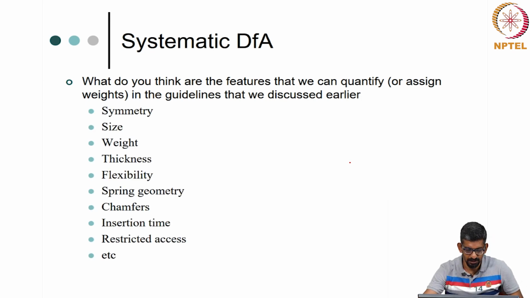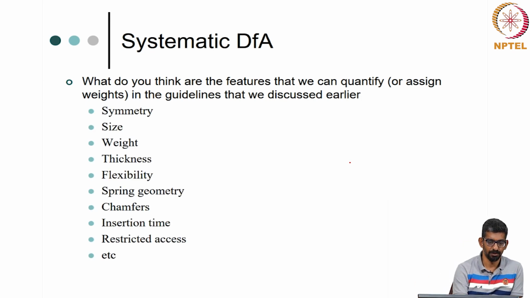So, basically symmetry can be quantified, or needs to be quantified. Size, the weight, and thickness (weight includes thickness also), what is the level of flexibility, what is the geometry, are there chamfers, insertion time, restricted access. This was something that was discussed yesterday. Sometimes it is very difficult. From a serviceability perspective, this becomes very important.